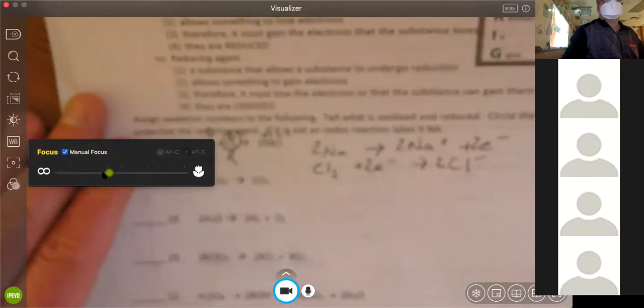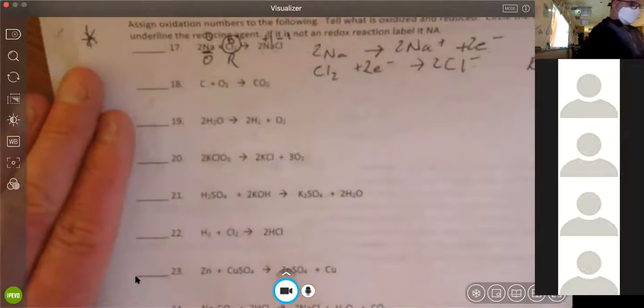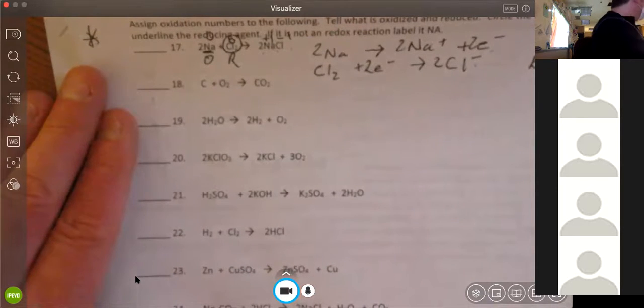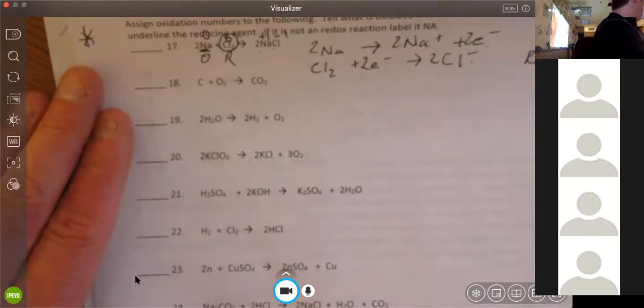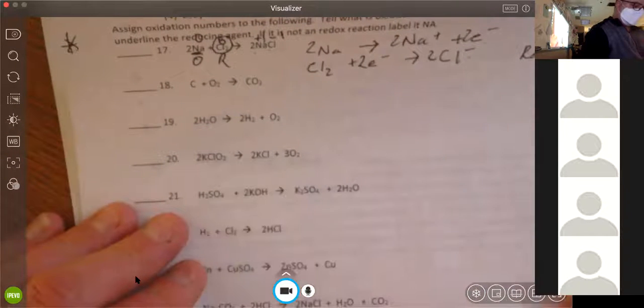A few practice problems to get us started. If we take a look at number 20, how can you tell right away that number 20 will be an oxidation reduction reaction? If it ends with an element, we know that the element's oxidation number will be 0, right? So that's a real quick way to tell.